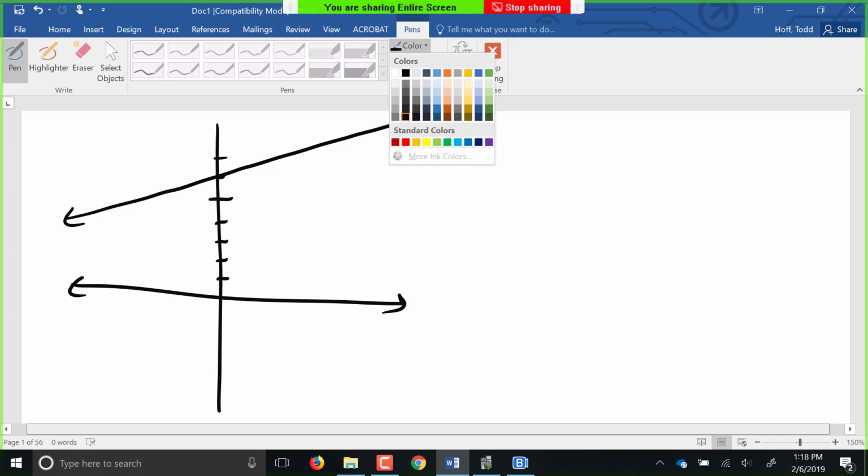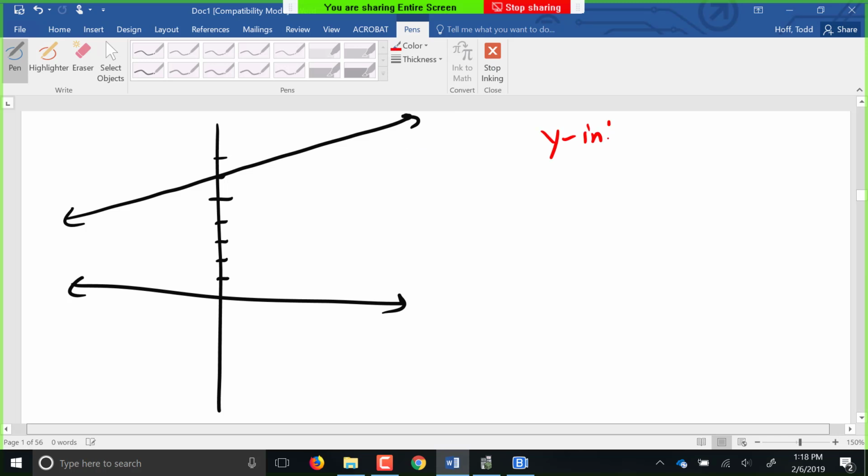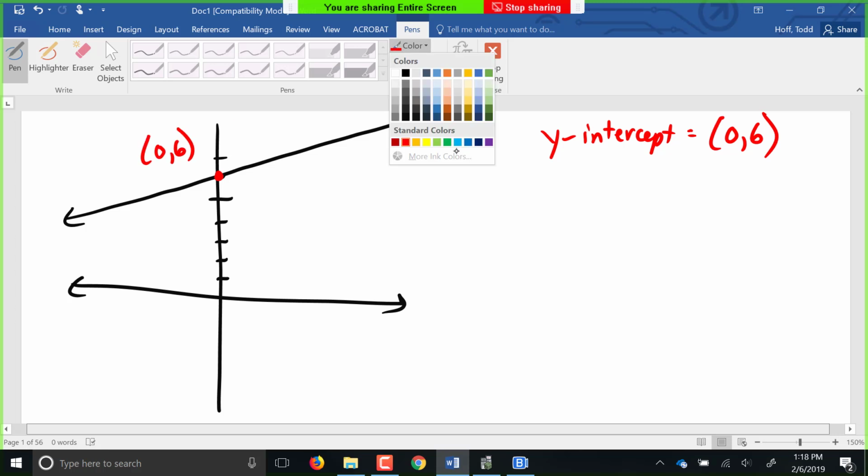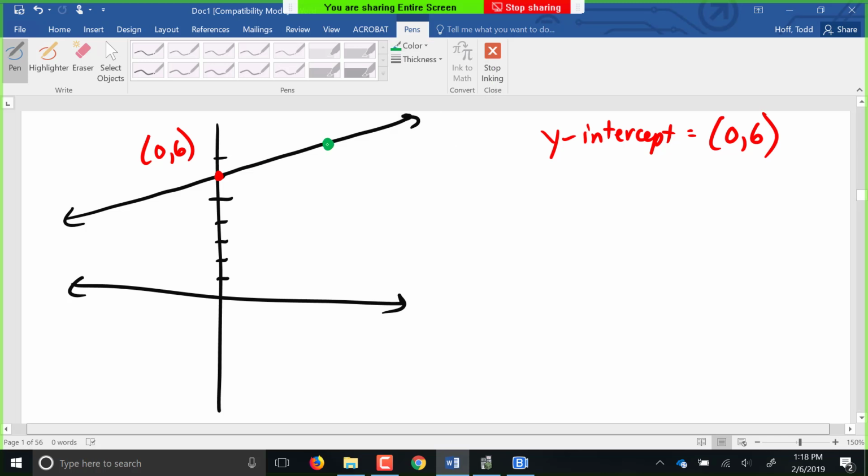For this line, we don't see the x-intercept, but we do still see the y-intercept. What is our y-intercept here? 0, 6, yes. Since we can't see the x-intercept, it's not on our graph, we have to have another point somewhere in order to find our slope. So let's say our point here is at 5, 8.